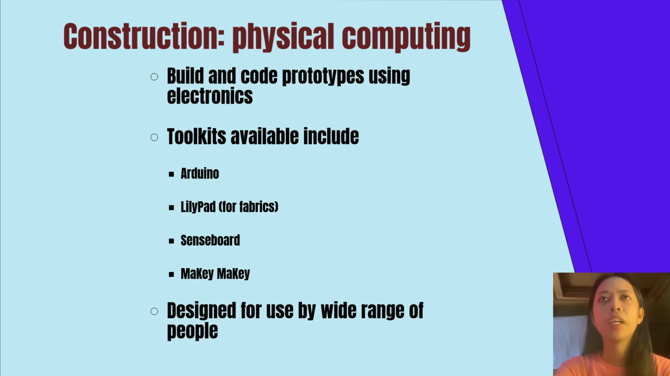So physical computing builds and codes prototypes using electronics. And there are four concrete examples: Arduino, LilyPad, SimsBoard, and MikiMiki. Arduino is an open source electronics platform, and LilyPad is designed for e-textiles and wearable technology. And SimsBoard is a tool that allows measuring different parameters such as temperature, humidity, pressure, and light. And last is the MikiMiki, an invention kit for creating interactive projects. Target users are a wide range of people.